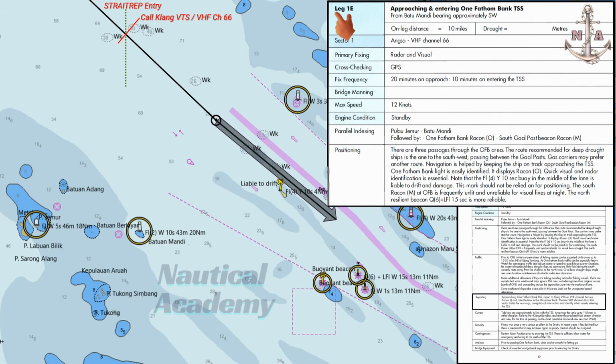Leg 1 Echo is approximately 10 nautical miles. While we are in Sector 1, the VHF radio should remain on standby on channel 66. The primary methods of position fixing are radar and visual observation, while GPS is used as a cross-check. The recommended position fixing interval during the approach is every 20 minutes. Upon entering the TSS, the fixing frequency should be adjusted to every 10 minutes. The maximum speed stated for this leg is 12 knots.